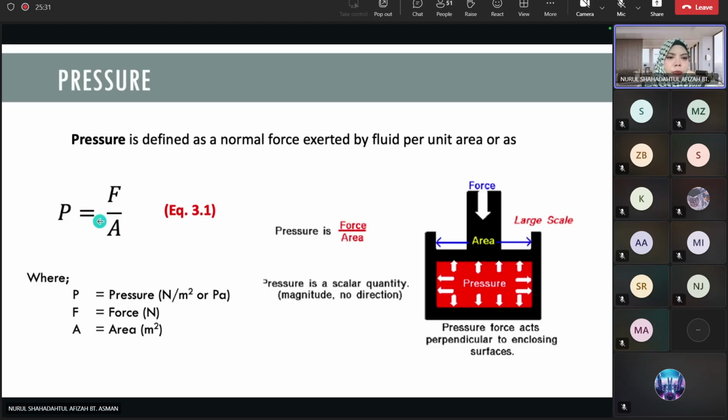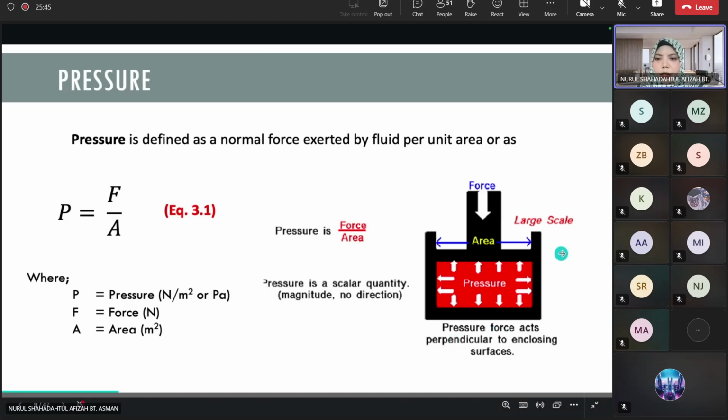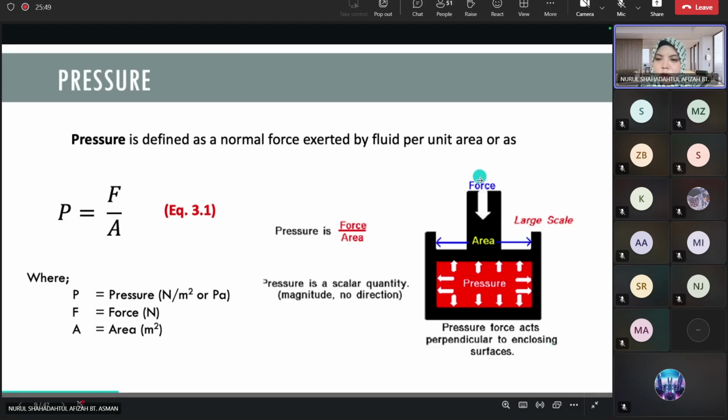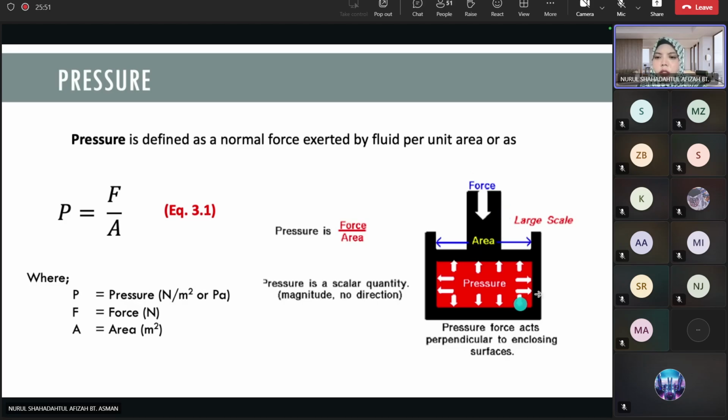So the unit for force is Newton. We also can use the kilonewton over area. So as you can see, this figure illustrates the pressure force acting perpendicular to the enclosing surface. So this is our force, and then the pressure inside the syringe. For example, it is a syringe. So the pressure is here.